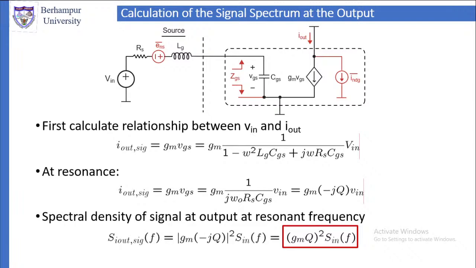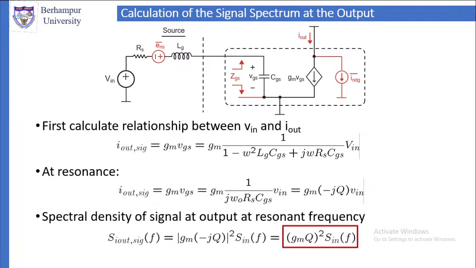Now gm into Vs is equal to gm into, for Vs we can write 1 by Vin divided by 1 minus omega square Lg into Cg plus j omega Rs into Cgs, because Vgs is equal to Vin by Zin. So Zin we know, the Zin expression is given below. At resonance, omega is equal to omega 0 and there will be no reactive part.